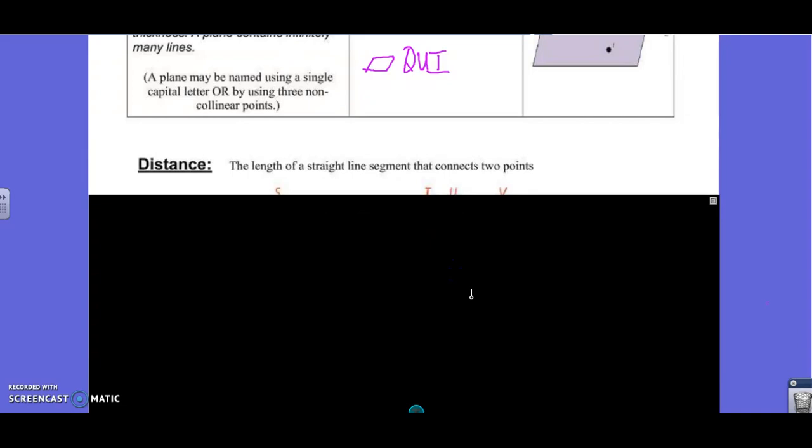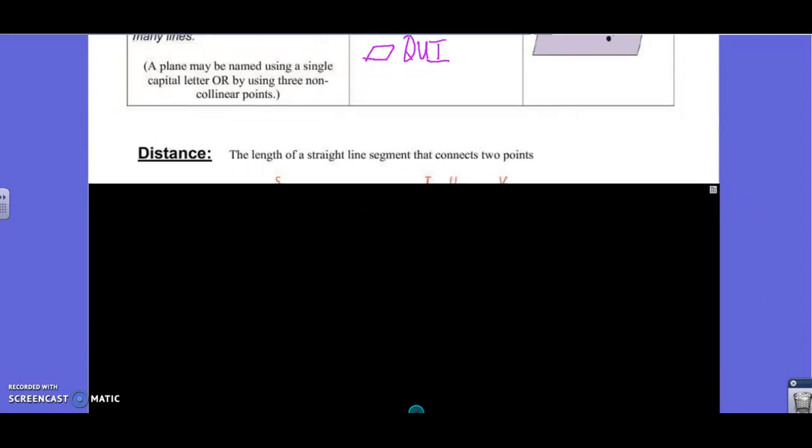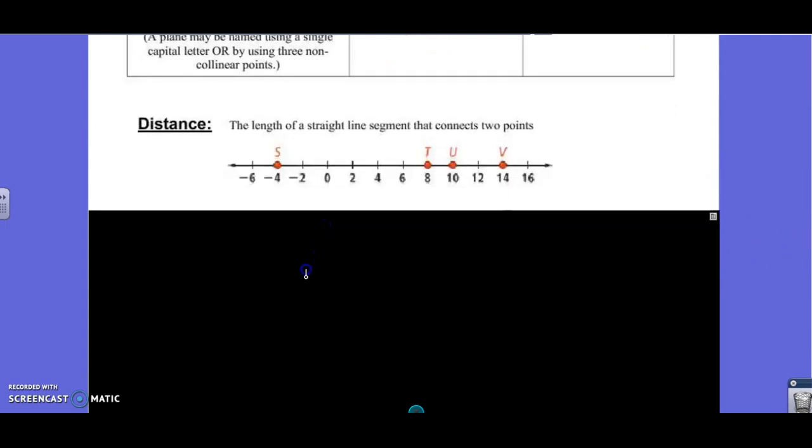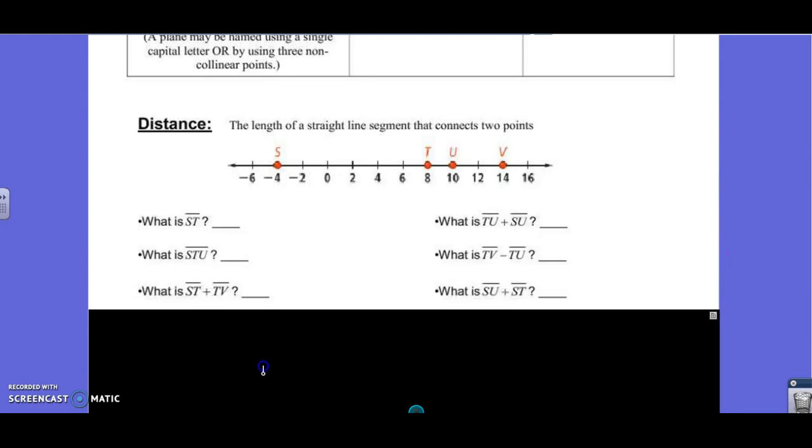Distance. We probably know what distance is. The distance is the length of a straight line segment that connects 2 points. All right, and I'm going to go really quickly through this. When you see the word distance, you're just thinking about length.